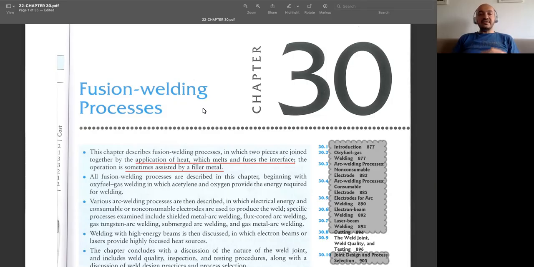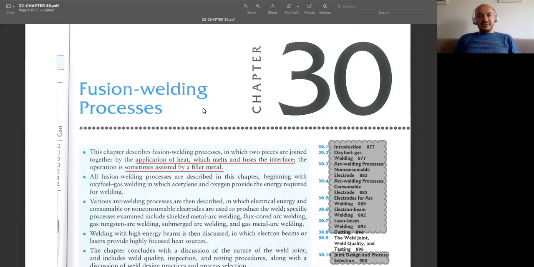We have mechanical ways, and we have some welding types of processes. This first chapter is about fusion welding processes, and in the next chapter we'll be discussing solid state welding processes, and the last one we'll be mostly discussing some mechanical types of joining the parts.